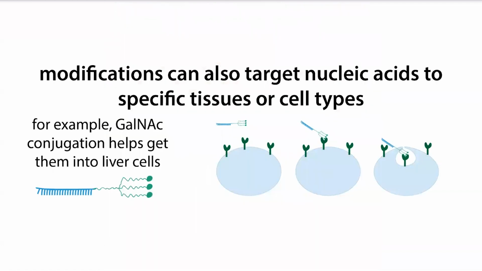Other types of modifications can be used to target these ASOs to specific tissues or cell types. Often what you see is targeting to the liver.